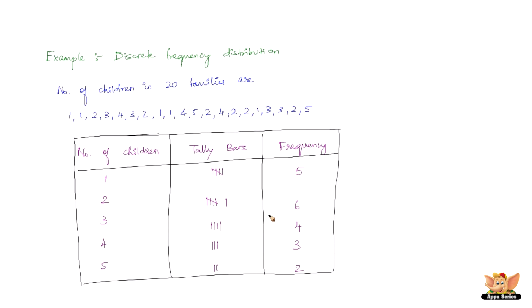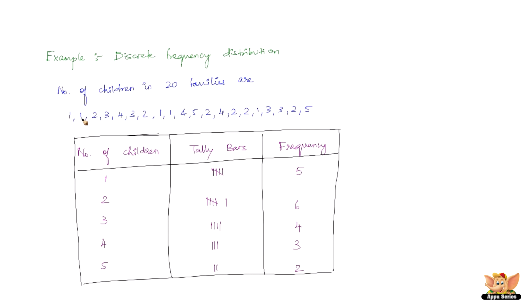So here is the discrete frequency distribution for the above statistical data. As explained in the previous sheet, the first column consists of the variables from the lowest to the highest order. That is, the number of children is the varying thing here. So the different number of children the 20 families have are 1, 2, 3, 4 and 5. But how many families do have just one child? So we first have to count it in terms of the tally bars.